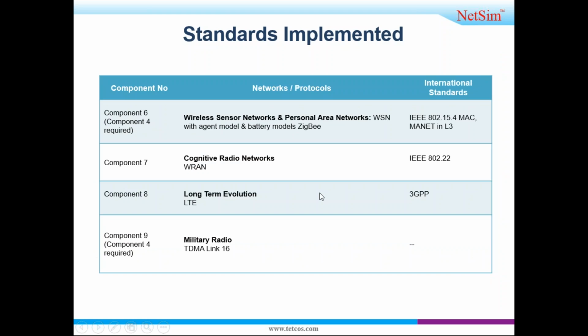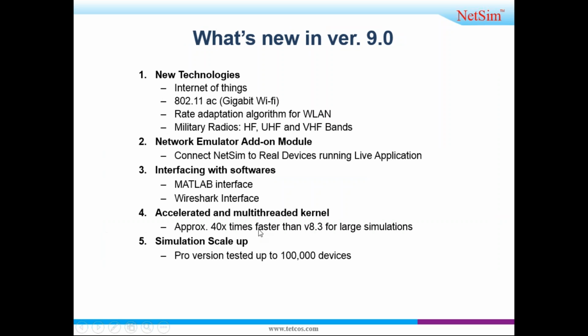Then in component 6, wireless sensor network is there, and personal area network, and newly added IoT, Internet of Things. Then in component 7, cognitive radio network, it is wireless regional area network. And in component 8, it is LTE, long term evolution. And in component 9, it is military radio network. So this is just a brief about the components.